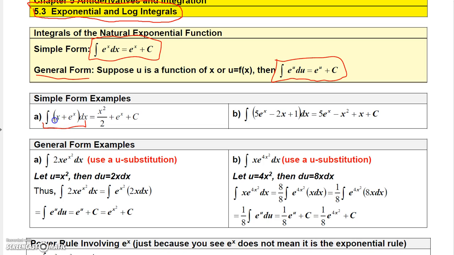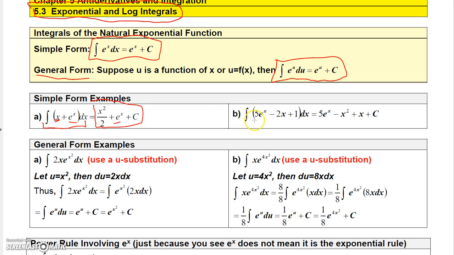You already know how to integrate x with the power rule, so that would just be x squared over 2. Then you integrate e to the x with e to the x, and then you add your constant. And that's how simple that is. Integrate x with the power rule, and then integrate e to the x with the e to the x rule.